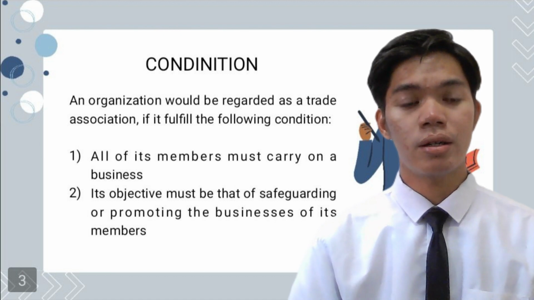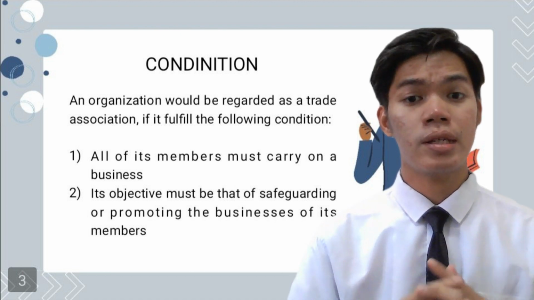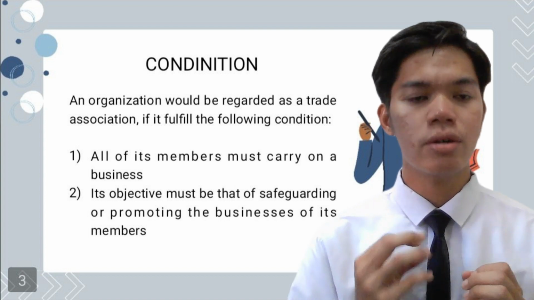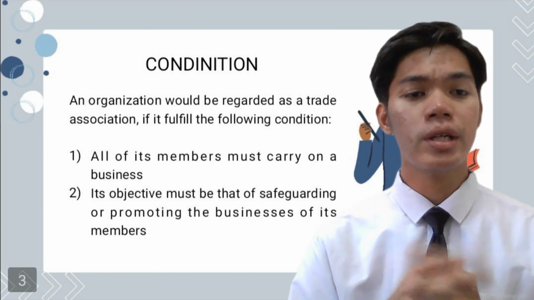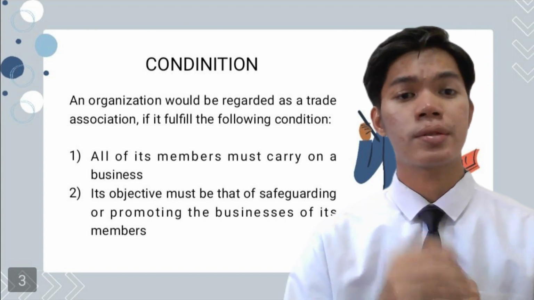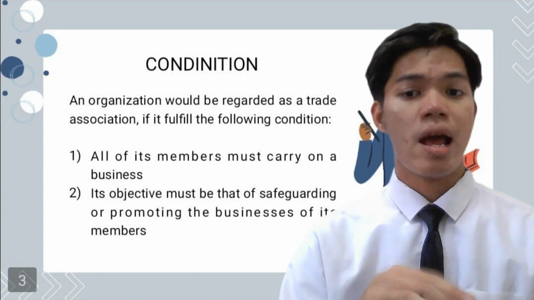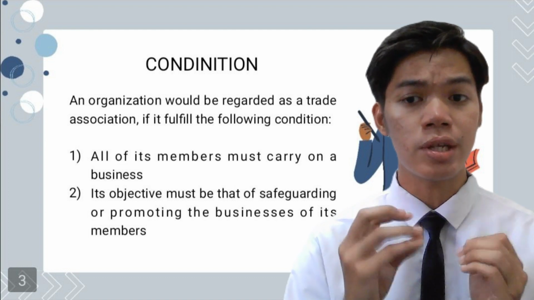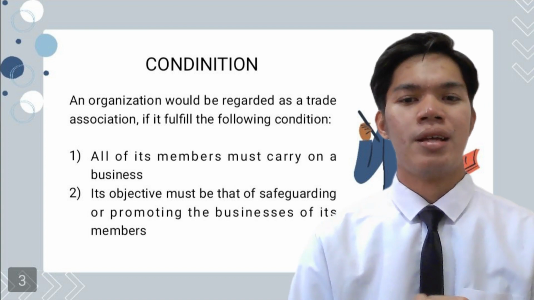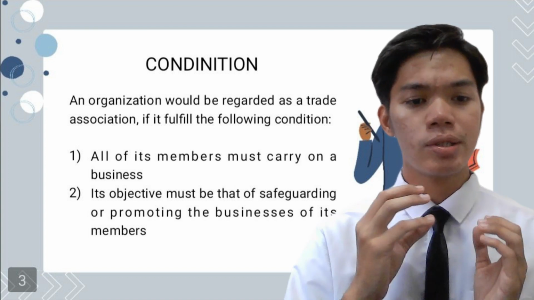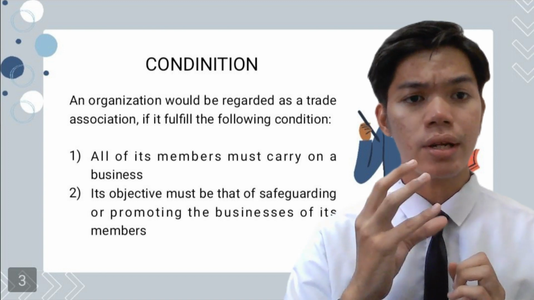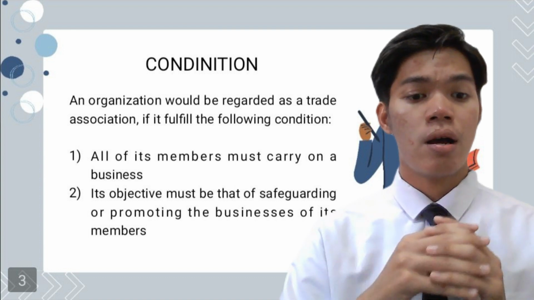For an organization to be regarded as a trade association, it must fulfill the following conditions. First, all of its members must carry on a business, which means that every member of the association must be involved in some form of business. For the second one, the objective must be that of safeguarding or promoting the business of its members.